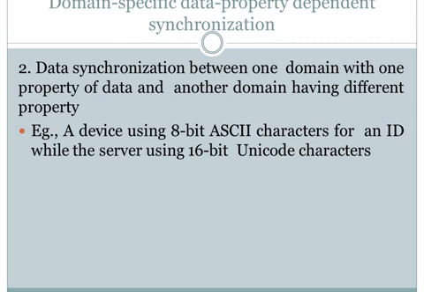And the next one is data synchronization between one domain with one property of data with another domain having a different property of data. This is termed domain specific data property dependent synchronization. So it is specific to that domain and it is dependent on the properties of the data, or in other words the formats of the data.